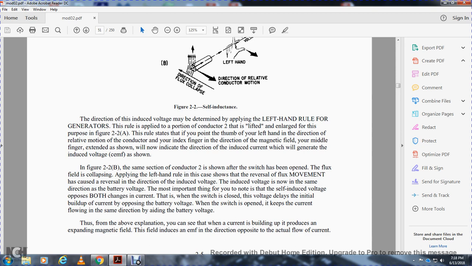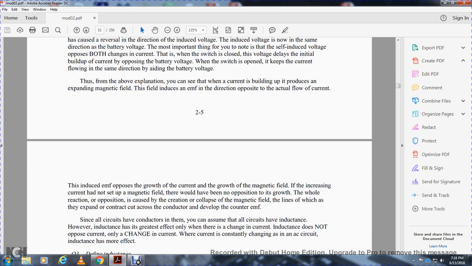Thus, from the above explanation, you can see that the current is building up and expanding the magnetic field. The field induces an EMF in the direction opposing the actual flow of the current. The induced EMF opposes the growth of the current and the growth of the magnetic field. If the increase of the current had not set up the magnetic field, there would be no opposition to the growth of the current.